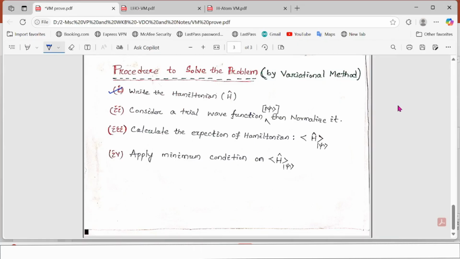First, we have to write the Hamiltonian of the system, then consider a trial wave function psi, then normalize it. If it is given in the question, then no problem. If it is not given, then we have to construct the trial wave function. Then the third step is to calculate the expectation of the Hamiltonian by considering any state function of that particular system. Then apply the minimization condition on the expected value of the Hamiltonian. Okay, so these are the steps that we have to follow to solve a problem.